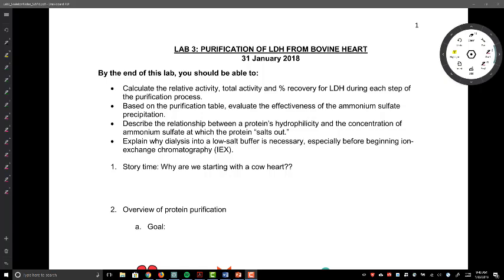And one reason is that starting with a cow heart is a lot easier for you guys and also for the TAs than the traditional method, such as overexpressing our protein in E. coli, which is what is commonly used in a research lab, because it requires less out of lab time for the TAs, myself, and for you. But the other reason is for historical reasons.